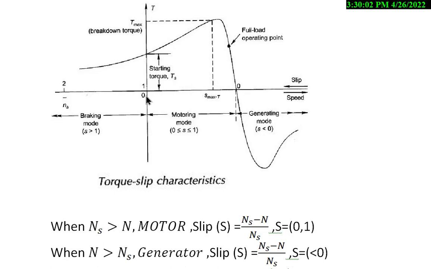So this is the 0 speed, and this is the rotor synchronous speed, and this is the rotor speed which is equal to ns but in the backward direction.